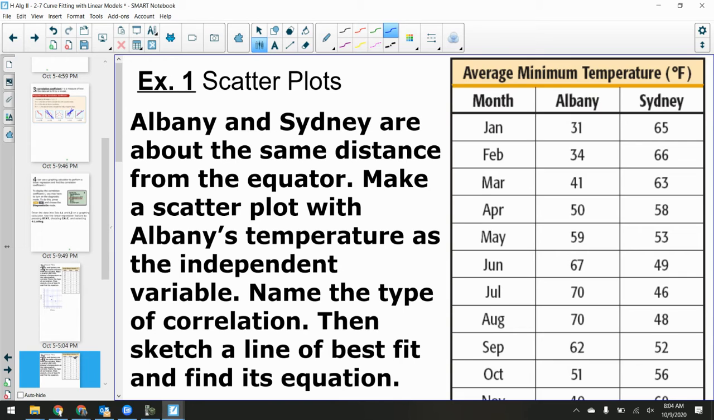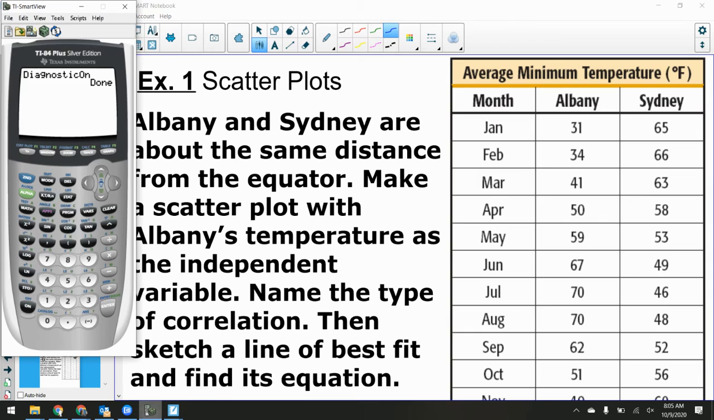This is just a reference sheet for you guys to refer back to when you're taking your quiz, when you're doing your homework, or when we're doing our notes. Okay, so it says, make a scatter plot. I'm going to show you how to make a scatter plot in your calculators.